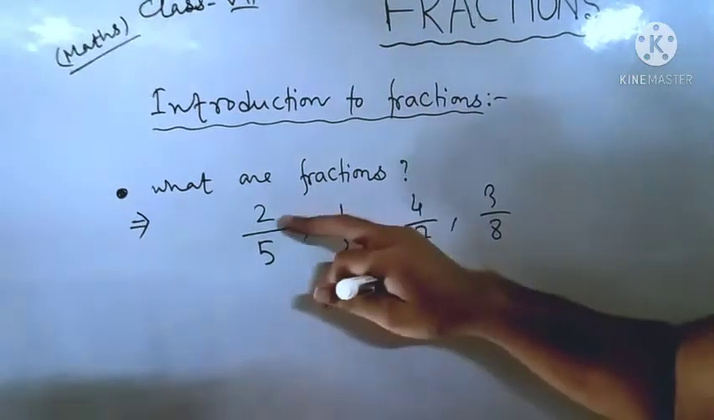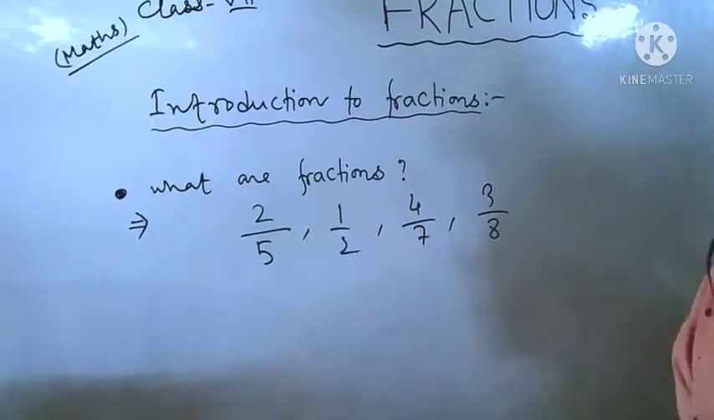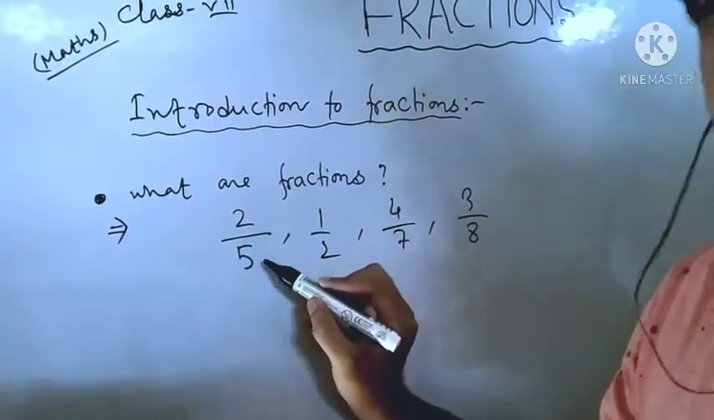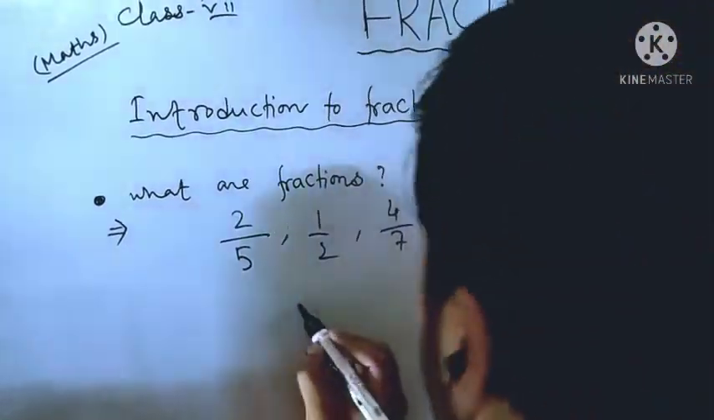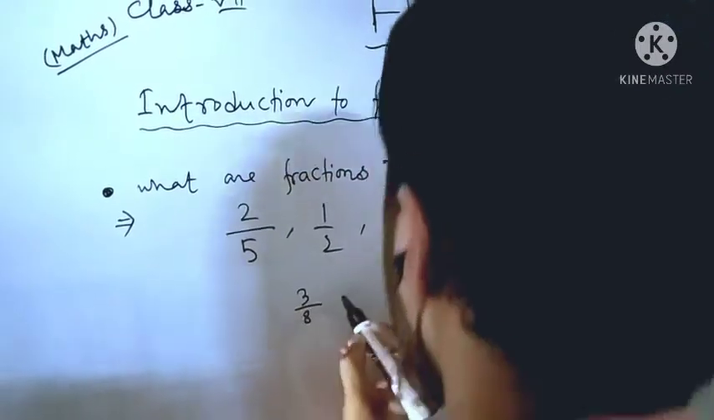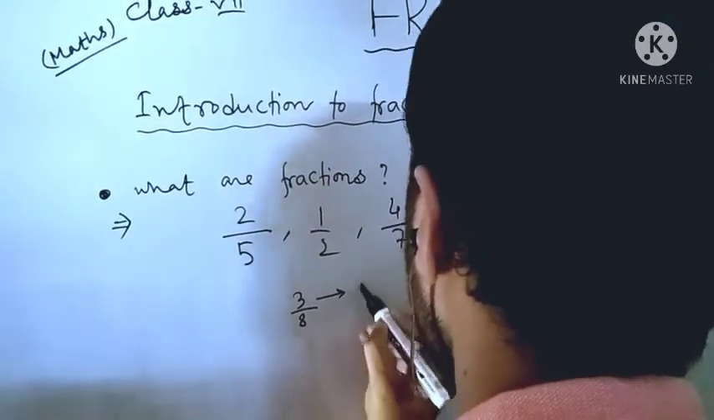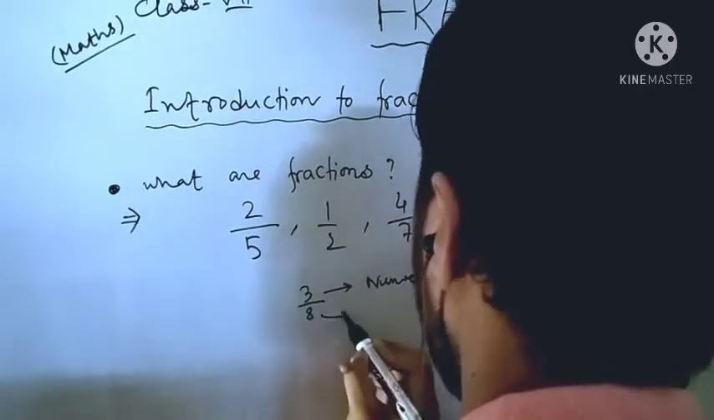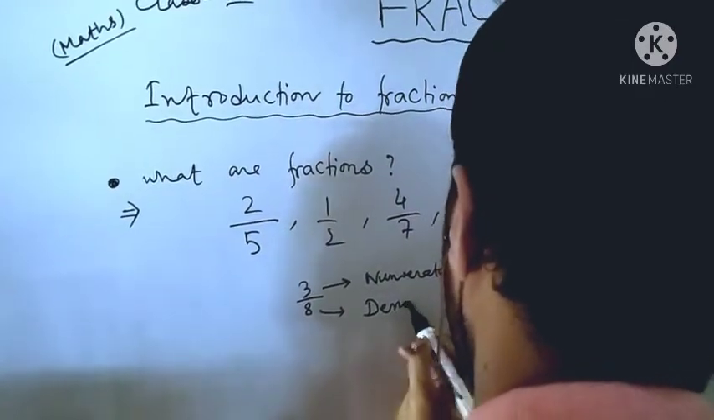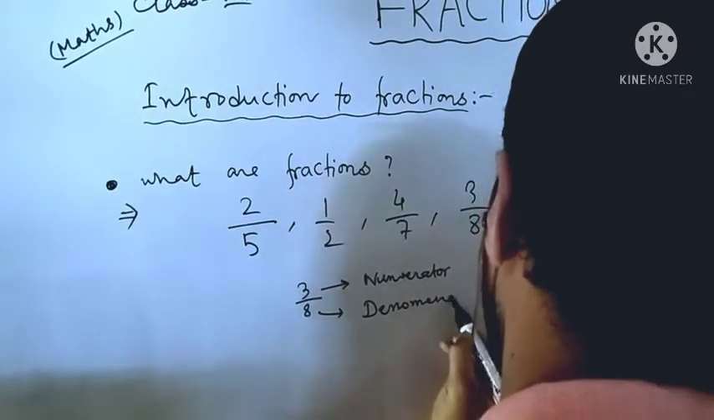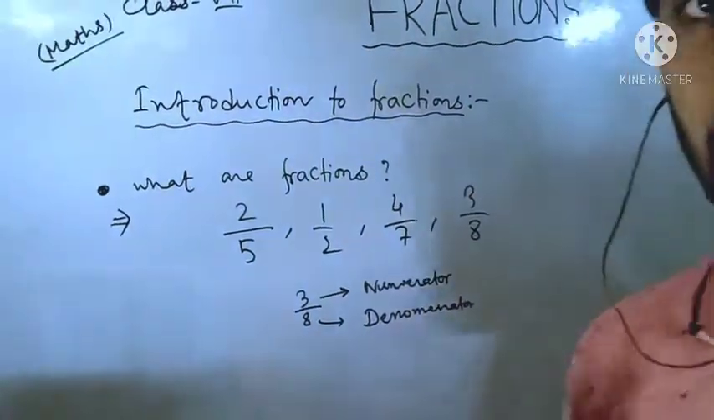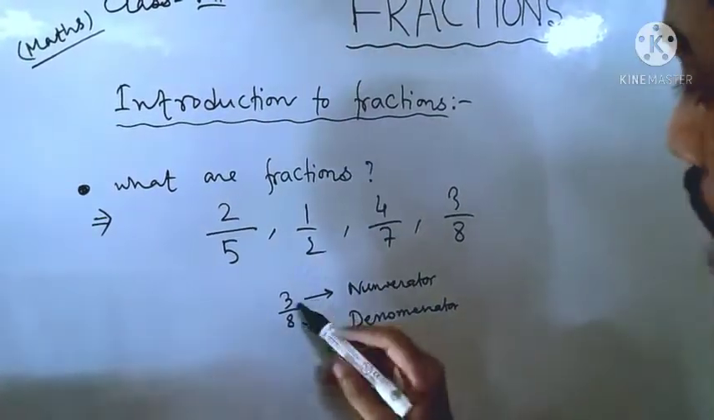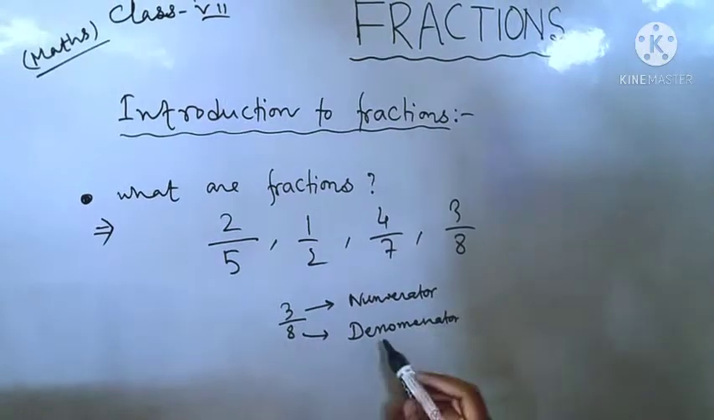That is, there are two parts, upper part and lower part. The upper part is called the numerator and the lower part is called the denominator. That is, if we write 3 by 8, then 3 will be the numerator and 8 will be the denominator. Okay, upper part is numerator and lower part is denominator.